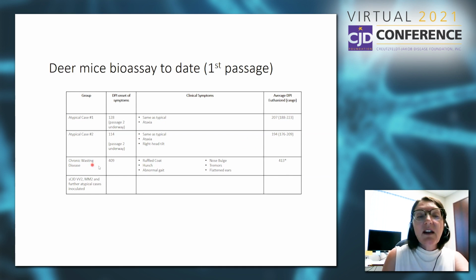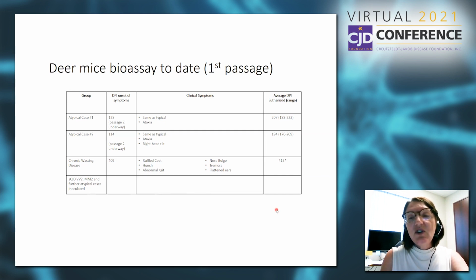We have also inoculated with chronic wasting disease from elk, and this gave an incubation period of about 400 days on the first passage. And we've also just started inoculations with V2, MM2, and some further atypical cases. So we're trying to develop this model and see how it goes. So that'll be something for the future. The animal model has been a little bit delayed due to COVID.